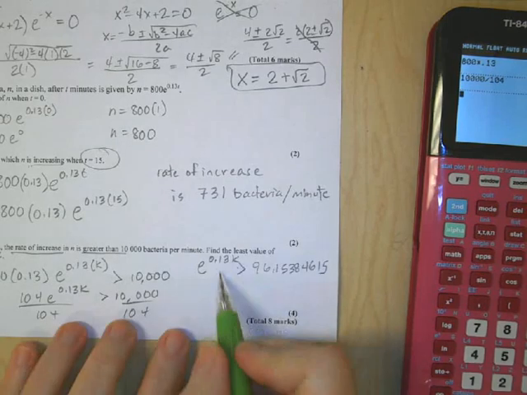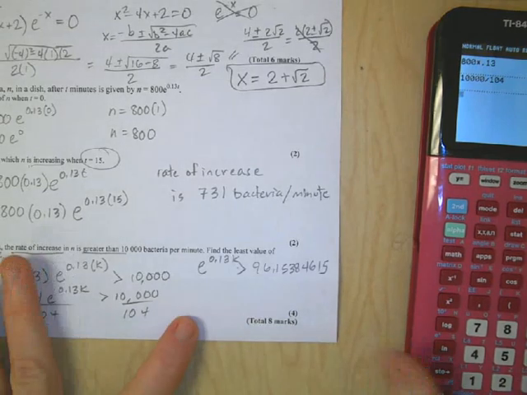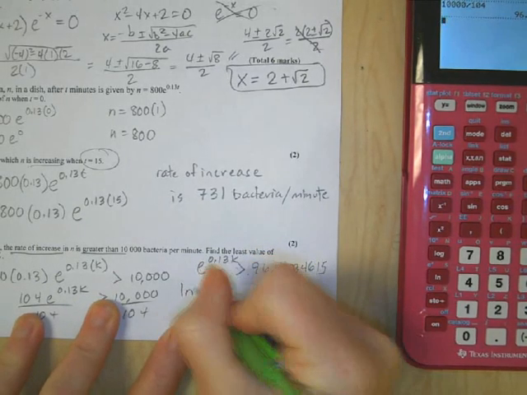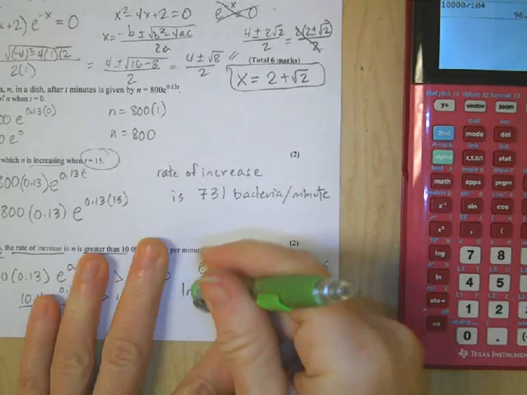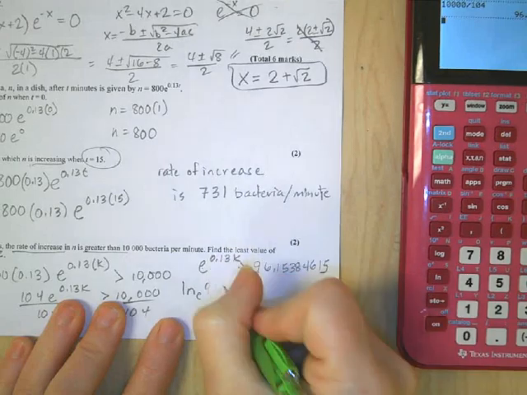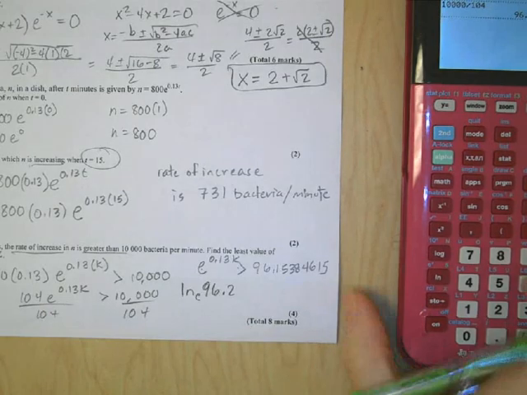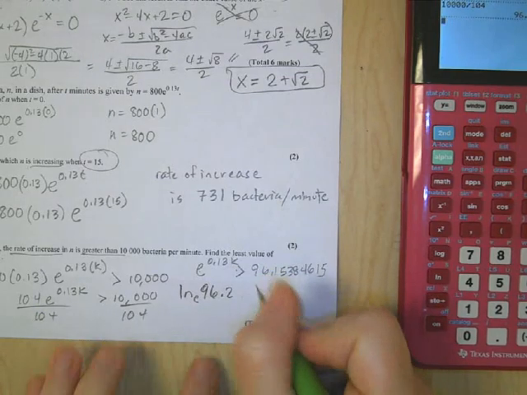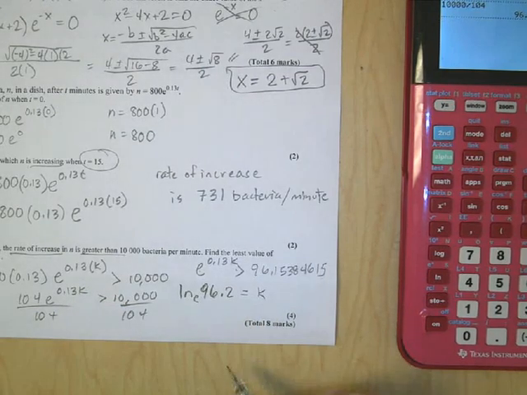Okay, now notice my variable is in the exponent. So to get that out, I want to change the form from exponential to logarithmic. Since the base is e, I'm going to change it to natural log. So natural log base e of 96.2, I'm going to go ahead and just round it off for writing it down purposes, but I am going to keep this in my calculator, is equal to k. I'm changing it to equal to for the moment, and then I'll change it back later.